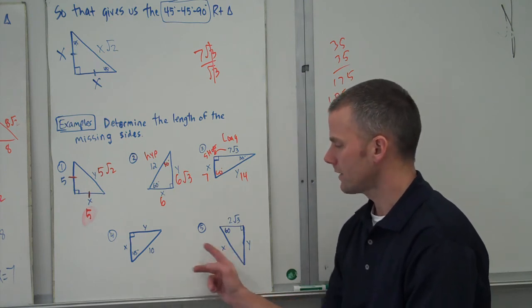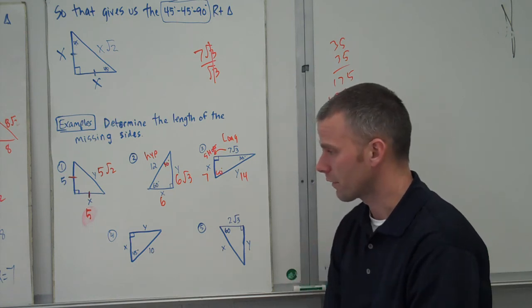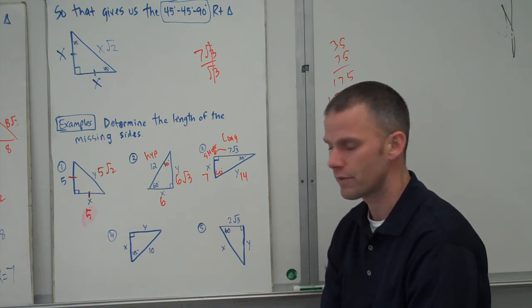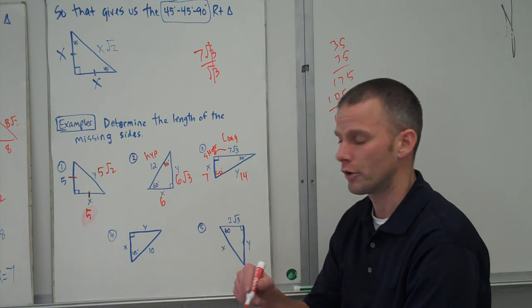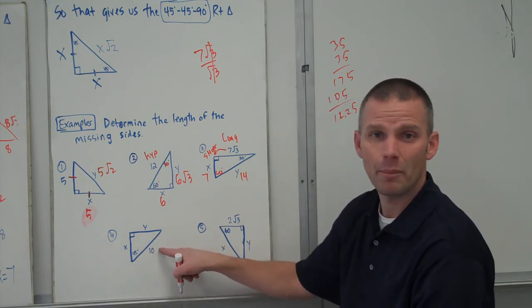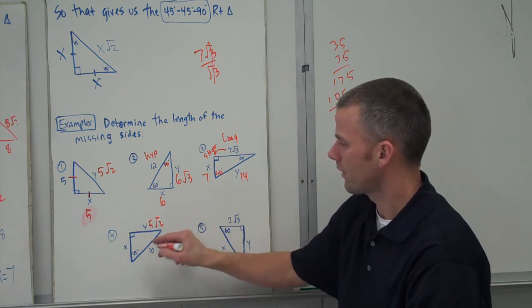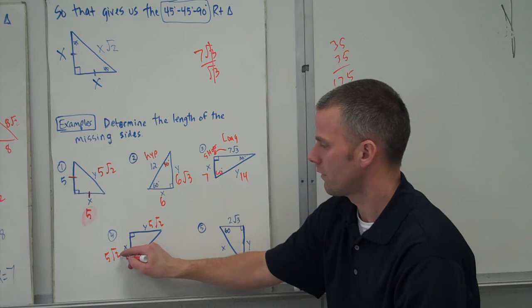Okay. Last 2. I'm going to give you the answers, and we'll talk about how you figure them out in class the next day. All right, see if you guys can figure it out. Work it out on your own. Here, 45, 45, 90. Hypotenuse is 10. This is going to be 5 radical 2, 5 radical 2.